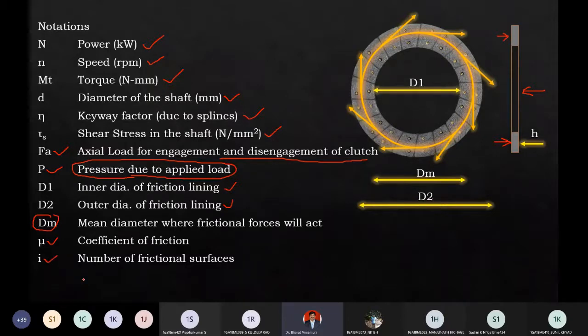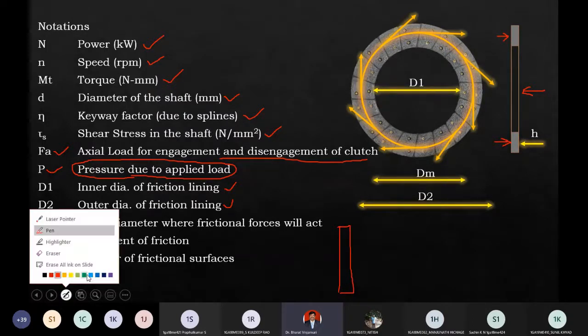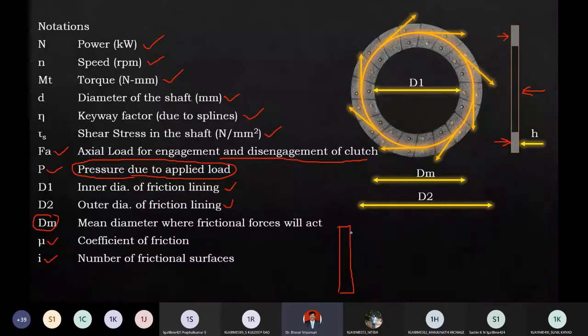So how many surfaces are effective with friction? Some clutch plates have friction lining only on one side because the other side is not required, but some have it on both sides. On the flywheel itself they will attach a frictional lining. Usually the flywheel is made of steel, so there will be a frictional lining.